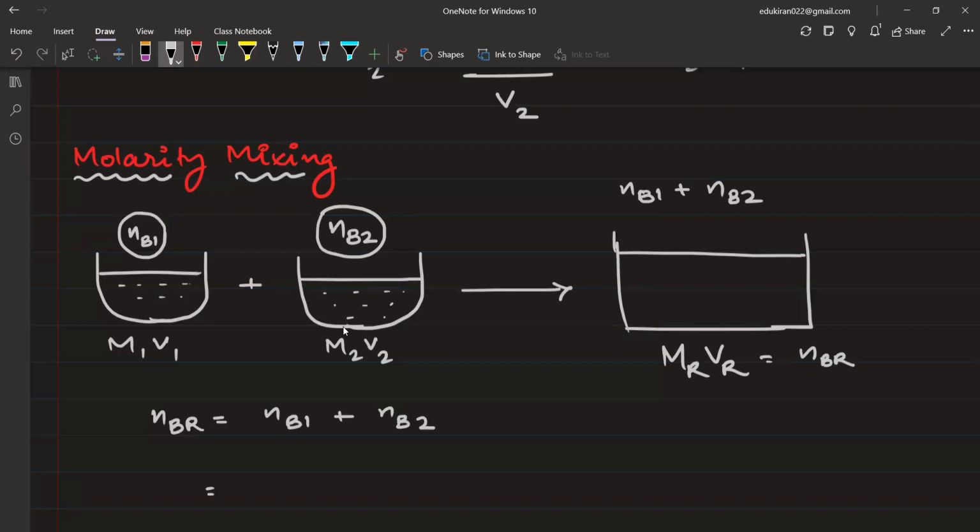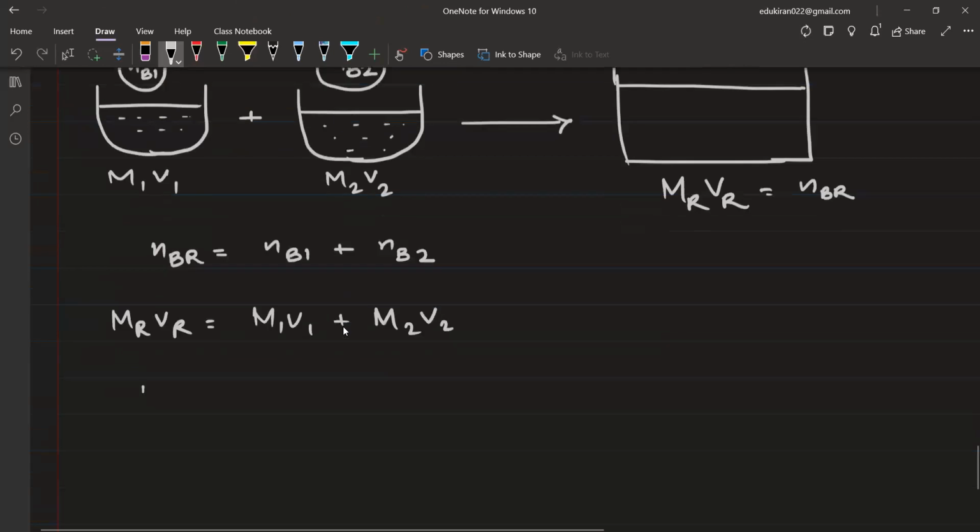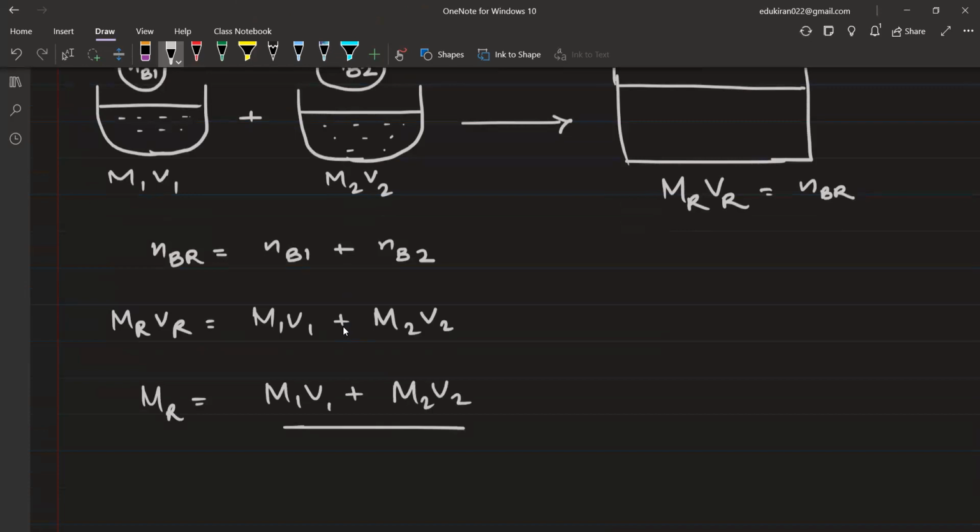What is NB1? It is nothing but MrVr. NB1 is M1V1. NB2 is M2V2. Now, the molarity of the resultant solution will be equal to M1V1 plus M2V2 upon VR. VR is nothing but the volume of the first solution plus the volume of the second solution. So VR is equal to V1 plus V2.